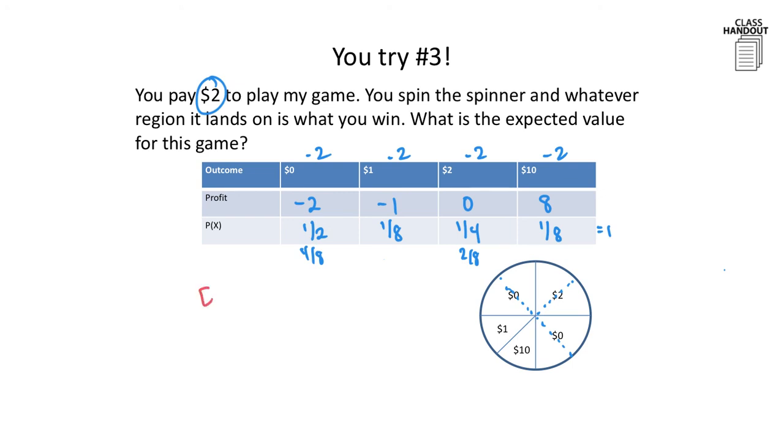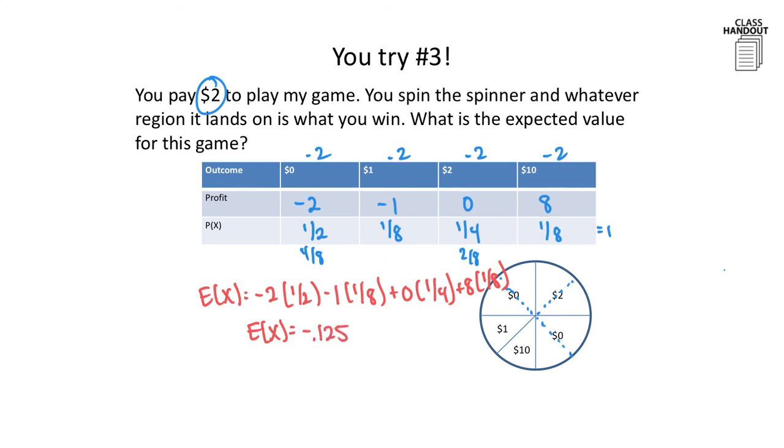Okay, so now to calculate the expected value, we're going to multiply the profit times the probability. And we're going to put that in our calculator. And when we put that in our calculator, we get an expected value of negative 0.125. So to interpret that in context, we would say if we played this game many times, we would lose on average about 13 cents per game.